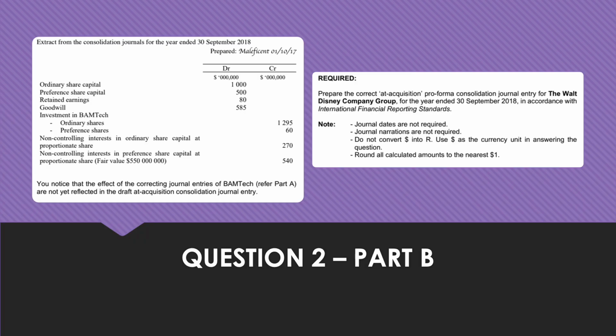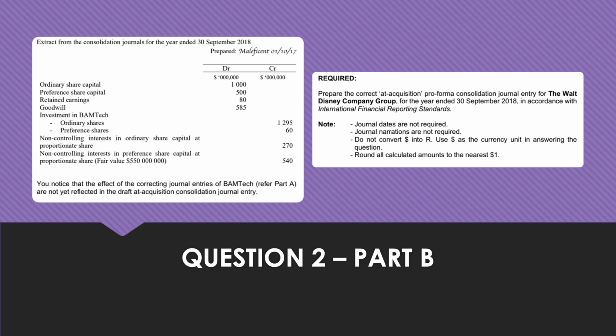Question 2 Part B required you to prepare the correct at-acquisition pro forma consolidation journal entry. Now, in your consolidations textbook, the at-acquisition journal entry for ordinary shares and the at-acquisition journal entry for preference shares are always done separately. But please take note that you can do a net journal, and you would therefore end up with a net goodwill or a net gain on bargain purchase.